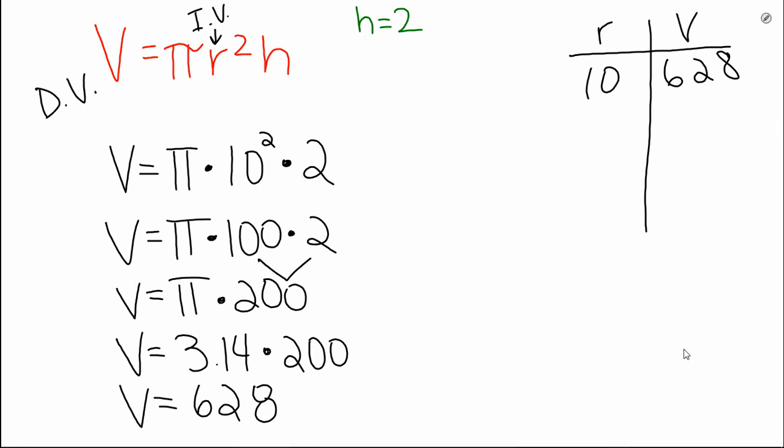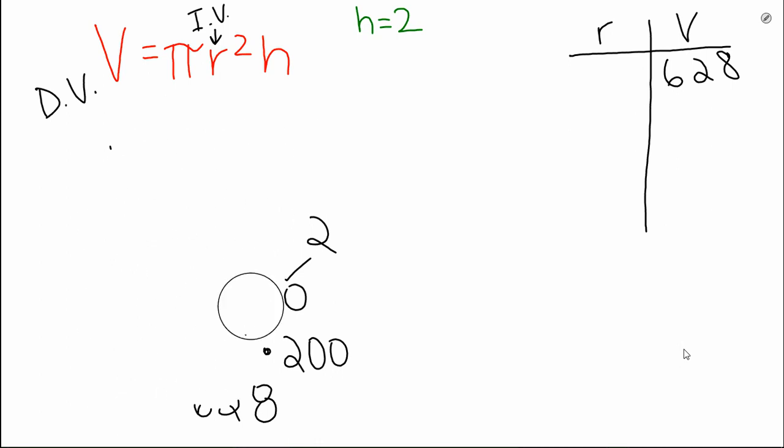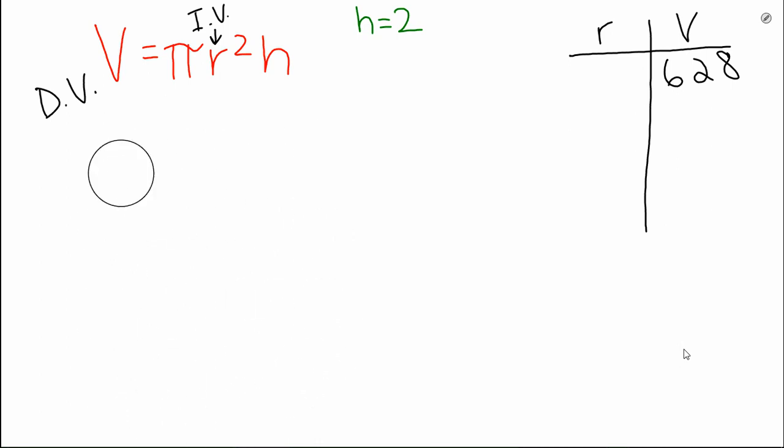So we can also figure out the input if we know the output. So let's say that we know that the volume is 628. So we know that our output, our dependent variable, is 628. How can we solve for our input, our radius?